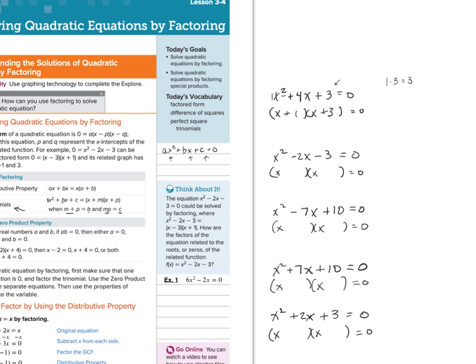Now as we go on to solve, you have that zero product property. You would have x plus 1 equals 0 and x plus 3 equals 0, and then x is equal to -1 or x is equal to -3. Simple enough. But just that process of understanding when a is 1, that's all we have to do.